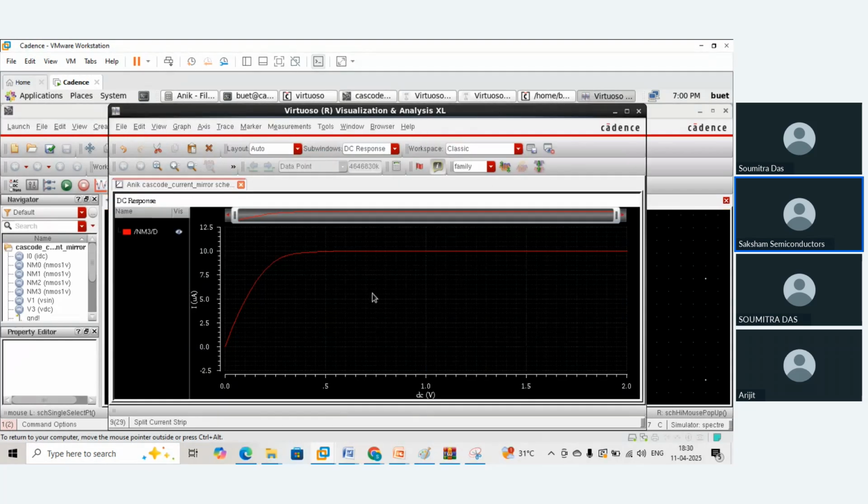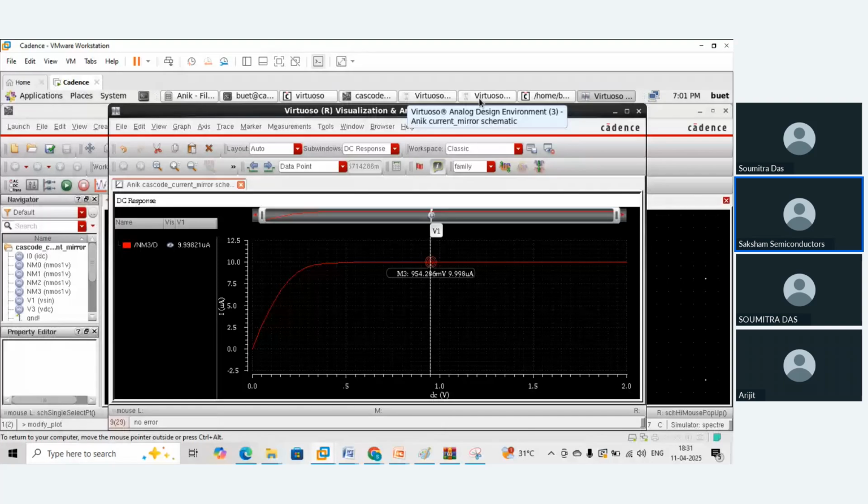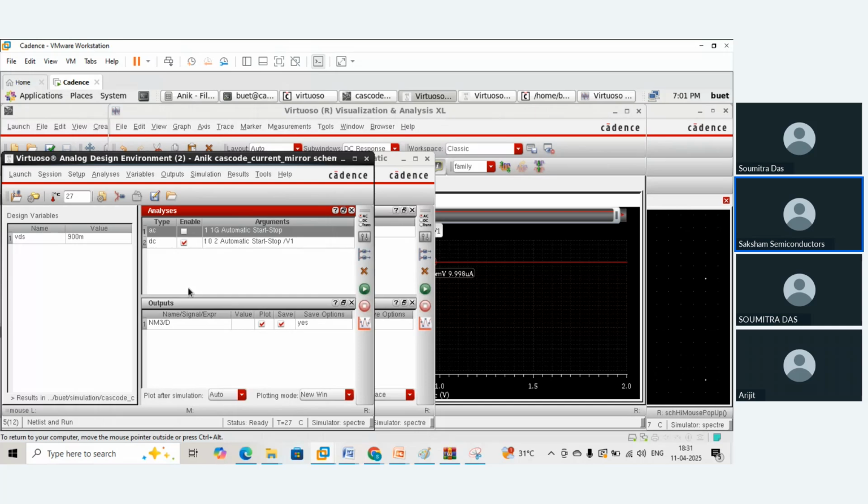So I'll use the marker V and put it here at 951 milli, and I'll mark the voltage. 9.998, very close to the reference current. That is exactly, you can say, 10. So that is the beauty of the cascode current mirror. That is basically your second objective. Now once this is done, we need to find the region of operation also.